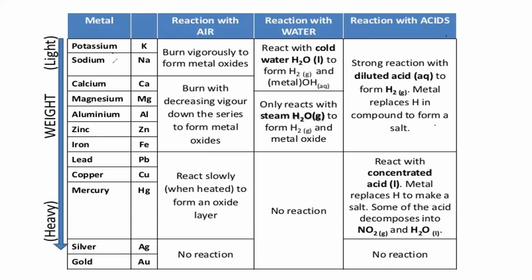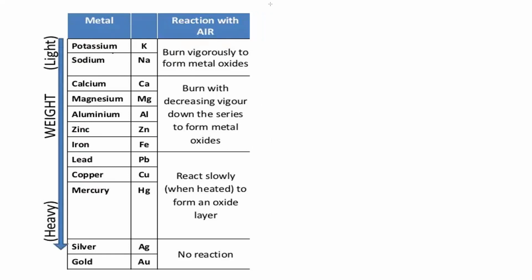First, the elements are arranged in terms of their reactivity. You can see we have potassium, sodium, calcium, magnesium, aluminium, zinc, iron, lead, copper, mercury, silver, gold, and then below is the platinum. First, when we check their reaction with air, because air contains oxygen, so basically it can be reaction with air or it can be reaction with oxygen.